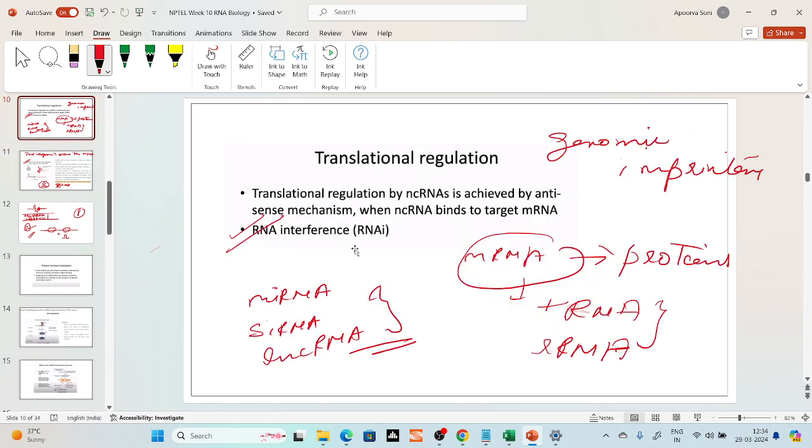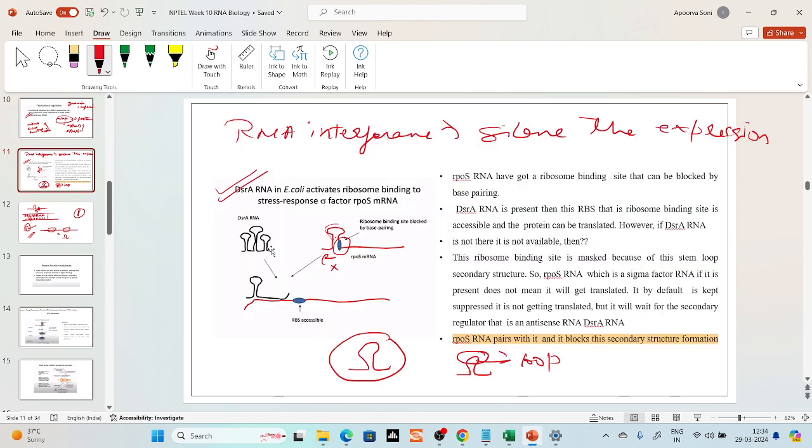So we have studied how RNA interference can regulate the translation process. It can regulate the translation process positively also, and it can regulate the translation process negatively also. Negatively means it is suppressing the expression. Positively means it is helping in the expression. And this is the example of positive regulation.